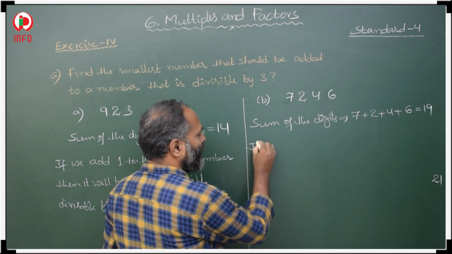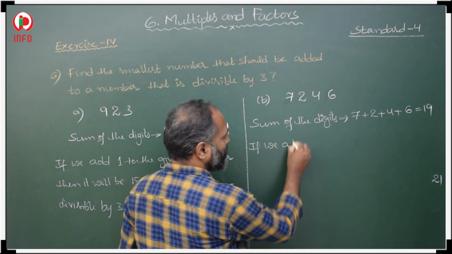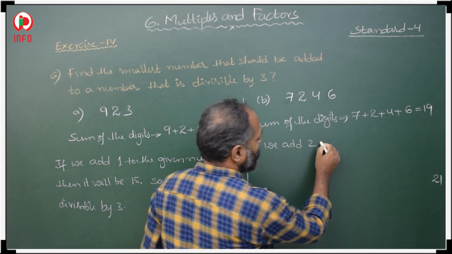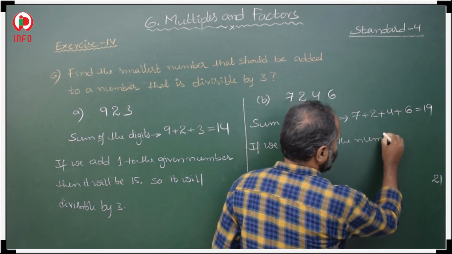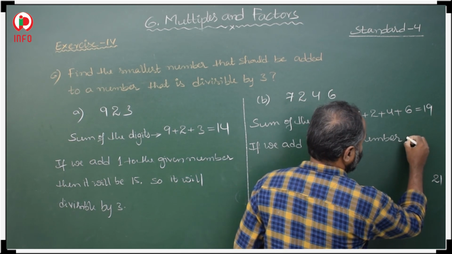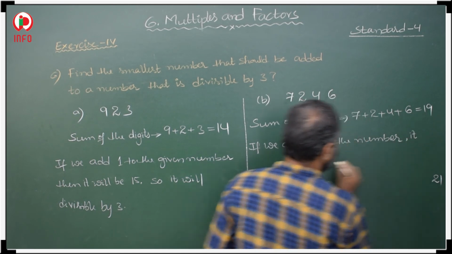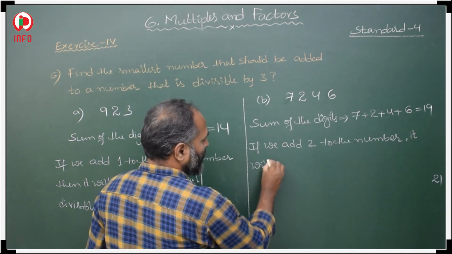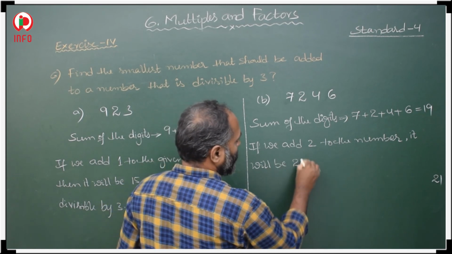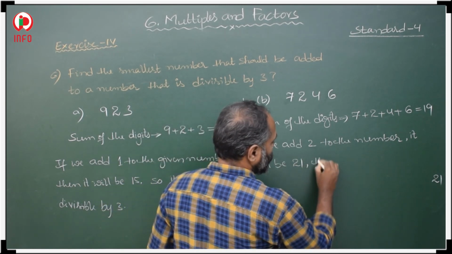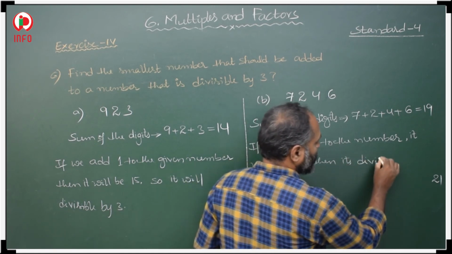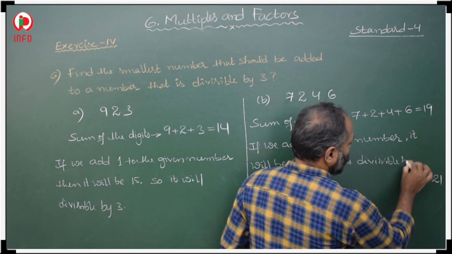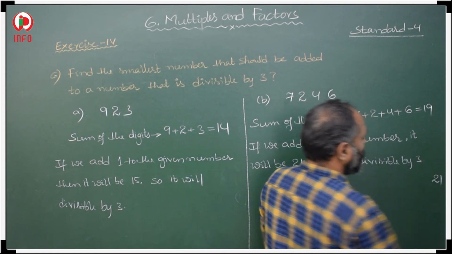If we add 2 to the number, it will be 21, then it is divisible by 3. In this way we have to check.